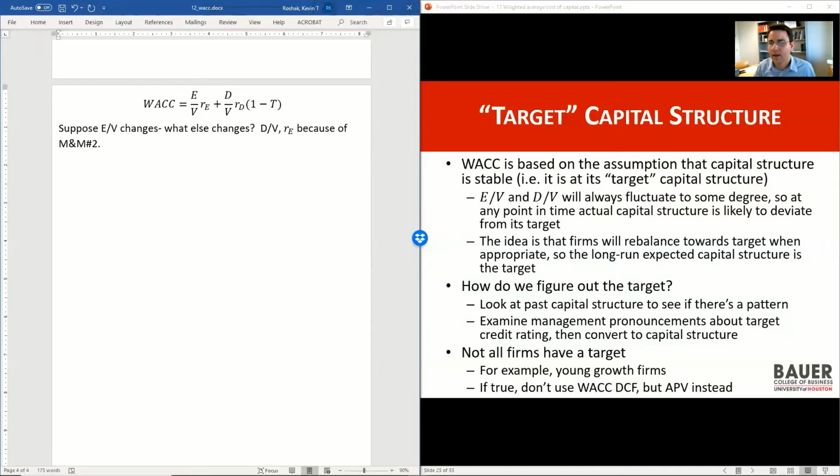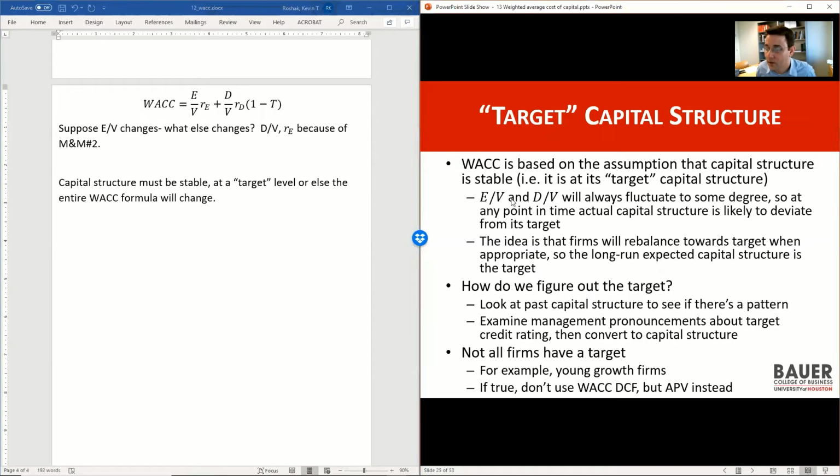Okay, so the point is, these ratios have to be pretty constant. The capital structure has to be pretty constant. It has to be stable at a target level, or else the entire formula is going to be changing. And if the discount rate is changing over time, then we can't use it for much. So this is an assumption that we're at some target capital structure that's going to give us a stable WACC that we can use to discount free cash flows.